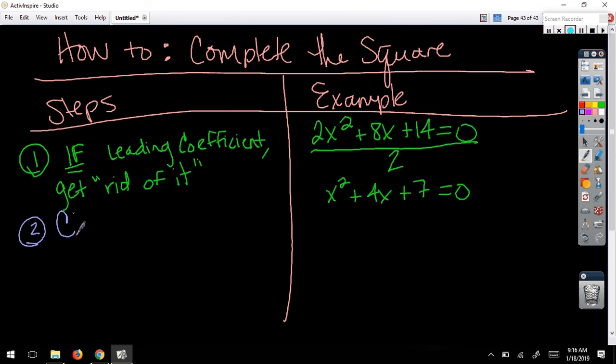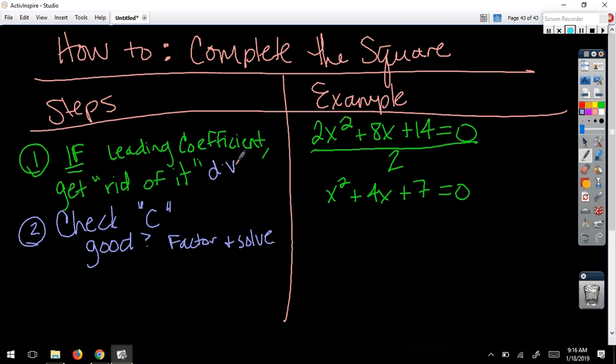Okay? Check your C. If it's a good C, now what do I mean by good C? If it works. If it's a perfect square trinomial, right? If it square dances, okay, if it meets all those criteria, if it's good, go ahead and factor and solve. Wait, hold on. And stop there. It's divide by whatever the leading coefficient is. If that was like a 9, you Yep.